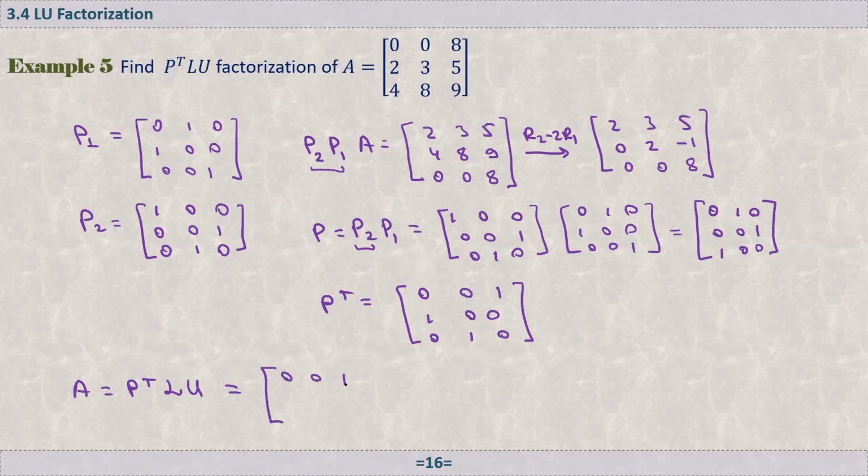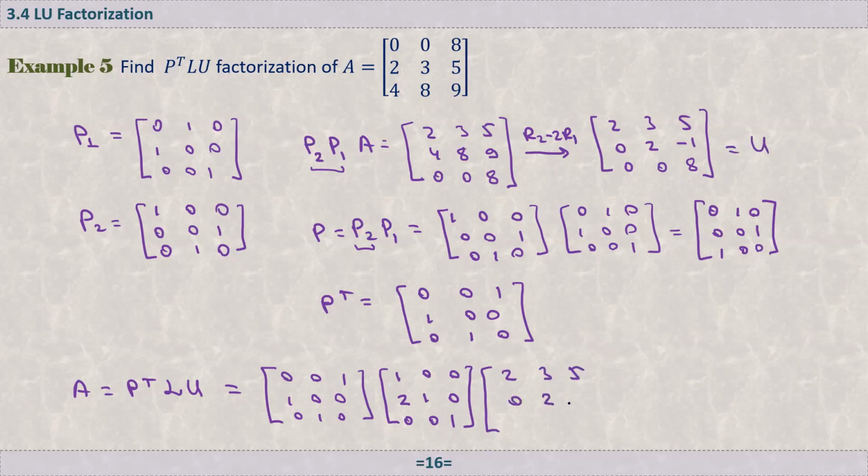So now that this A is equal to PT LU, which is equal to PT is the thing 0, 0, 1, 1, 0, 0, 0, 1, 0. And here we have L. This one is U, right? What is L? Only this 2, 1 equals 2. So that is 1, 0, 0, 1, 0. Here we have 1. And 2, 1 is 2. Here we have 2. And others just 0, 0. And how about U? U equals this thing, right? So that is 2, 3, 5, 0, 2, negative 1, 0, 0, 8. So that is PTLU factorization of matrix A.